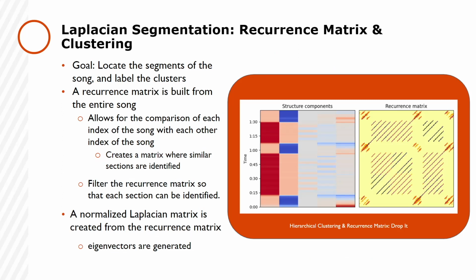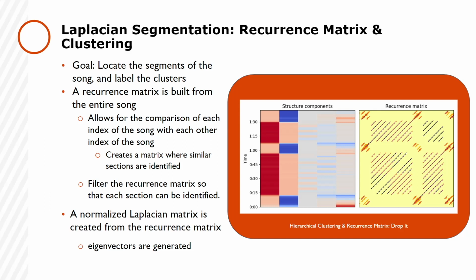Our next step is to build a recurrence matrix and begin clustering. The goal here is to locate all the segments and then label the clusters. So we build a recurrence matrix from the entire song. This allows us to compare each index of the song with another index of the song, and it creates a matrix where similar sections are identified.